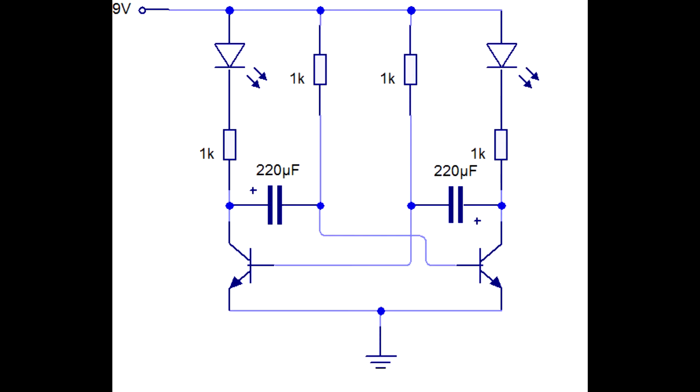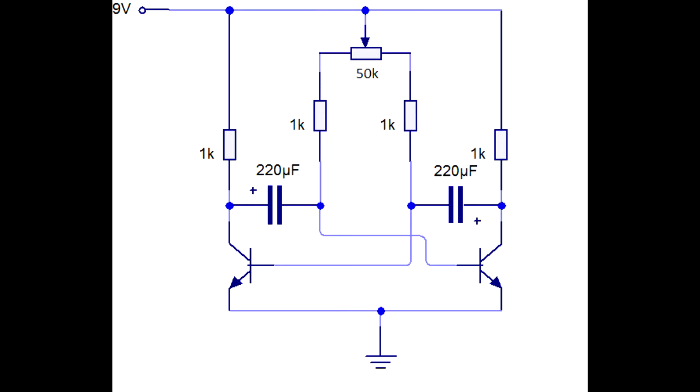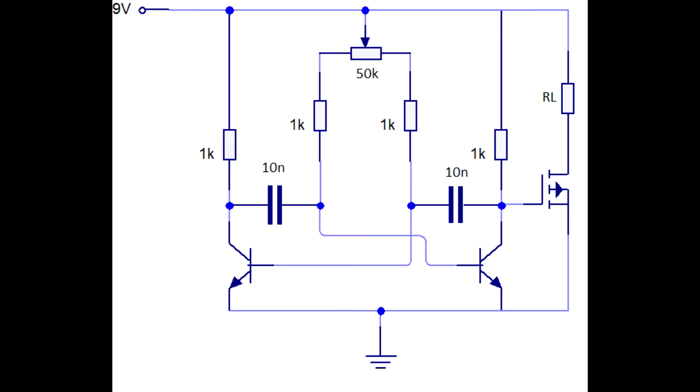Alright, let's modify this circuit. We don't need these LEDs, so let's just get rid of them. Next, as I said, these resistors will also determine how fast the capacitors will charge. So let's add a 50K potentiometer. And let's change these capacitors from 220 microfarad to 10 nanofarad to increase the frequency. To make the circuit suitable for delivering some more current, just use a MOSFET like this.